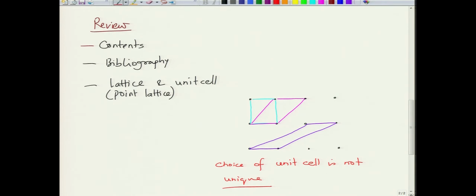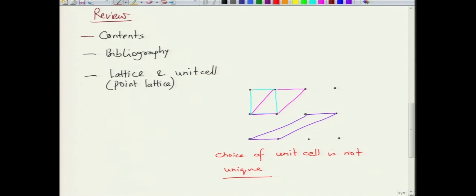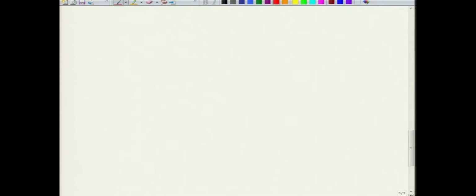So, the question is, how do you reduce the number of choices, or how do you put in a framework which allows you to simply distinguish between various shapes, and this is what is called crystal systems that we will come to later on. Now, this is about the point lattice. Point lattice means construction of lattice with the use of points in space.